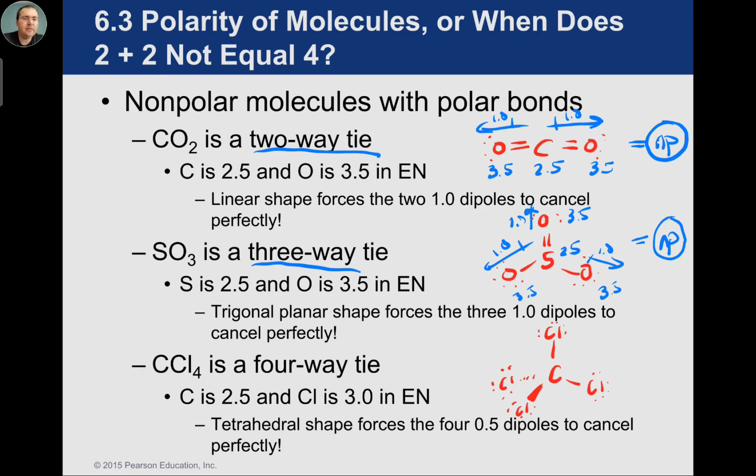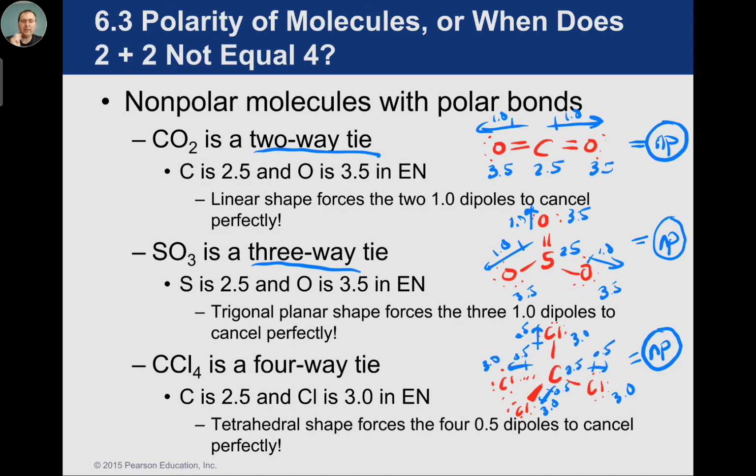Looking at electronegativity, we see 3.0s out here on the edge, and then we have that 2.5 in the middle. So you pull up at 0.5, you pull left at 0.5, you pull right at 0.5, and you pull down at 0.5. Nobody wins because all those tugs of war are equal. And if nobody wins, you end up being nonpolar even though you had four polar bonds.